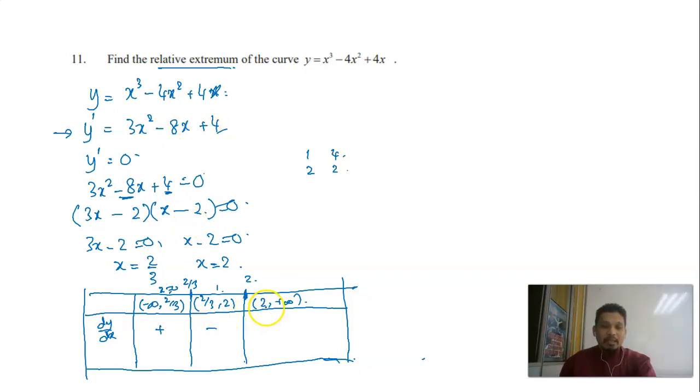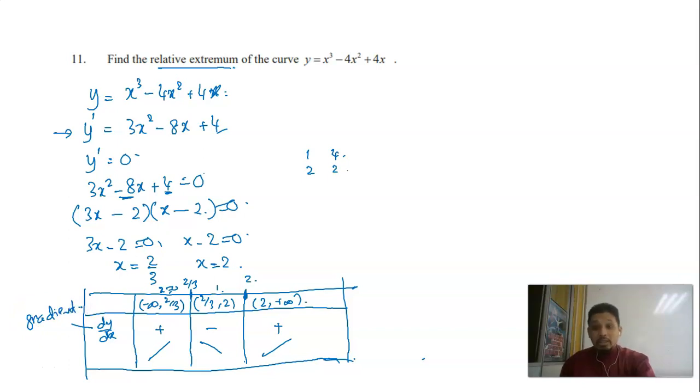Okay, and then greater than 2, let's make it 3. 3 squared equal to 9 times 3 equal to 27. 27 plus 4, 31. And then negative 8 times 3 is negative 24. So 31 minus 24 is positive. Okay, so we come up with a conclusion that it is increasing, decreasing, and increasing. Class, dy/dx is actually what we call a gradient.